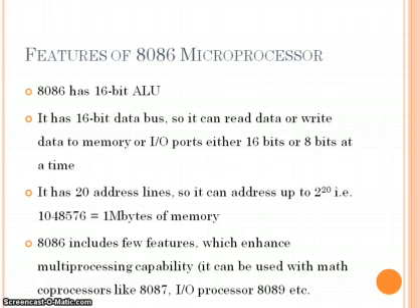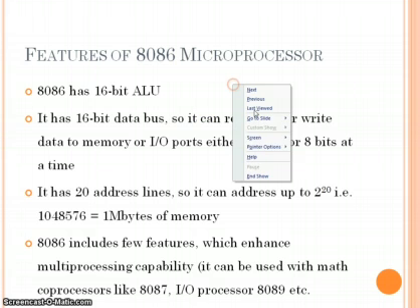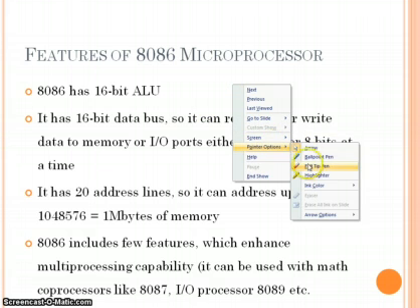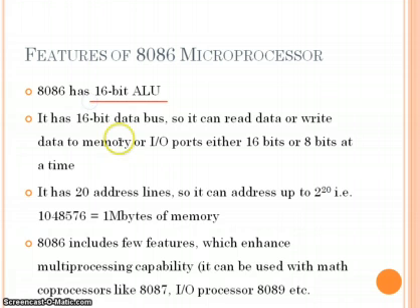8086 has a 16-bit ALU and 16-bit registers, so it has the ability to process 16-bit data. It is provided with a 16-bit data line, a 16-bit data bus, that is, we can transmit or receive 16-bit as well as 8-bit data from peripheral to microprocessor or microprocessor to peripheral.